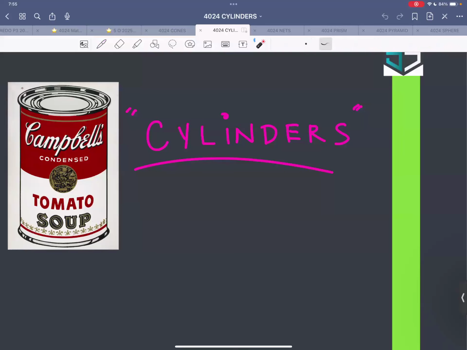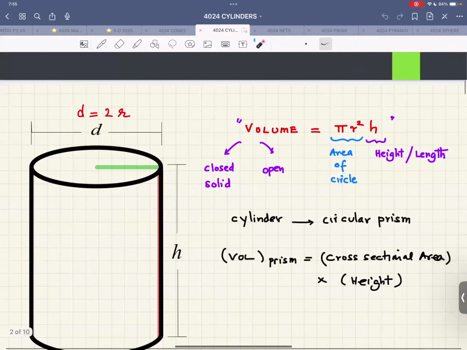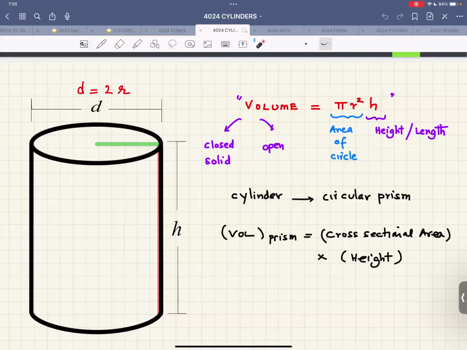So now it says it's a cylinder like a soup can. A glass could be a cylinder. Over here, diameter is 2 times radius. This much is the radius. When we talk about volume, whether it's a closed cylinder, solid cylinder, or open, that is the cross-sectional area, which is a circle, multiplied by its height. That is how the formula came into being.